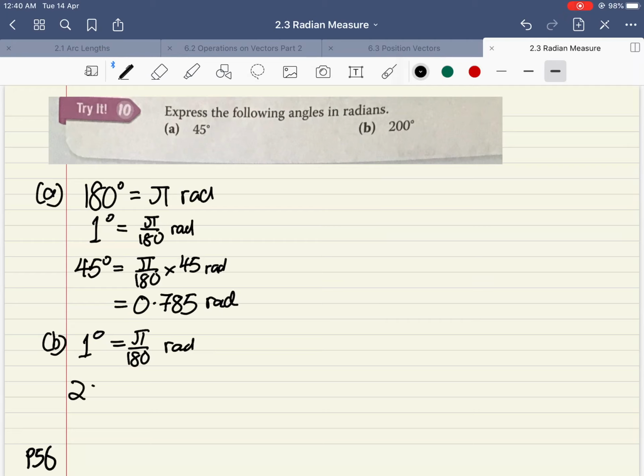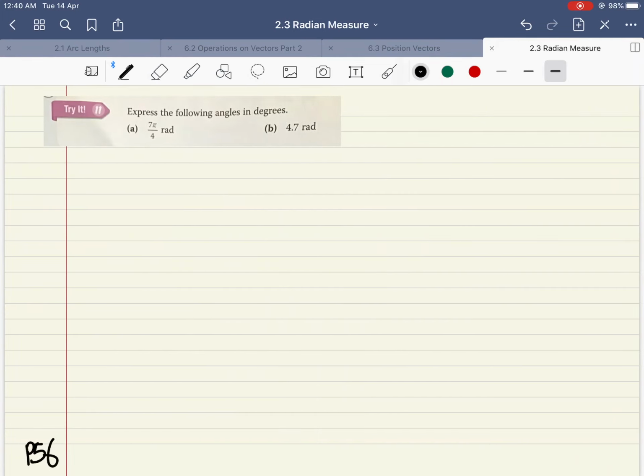Similarly for part B, if 1 degree is pi over 180 radians, I'm looking for 200 degrees equals pi over 180 times 200 radians. So just key into your calculator this value over here, and what we'll get is 3.49 radians.